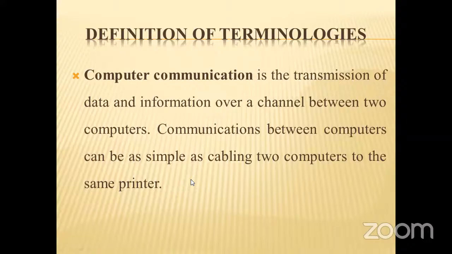A channel is where you're transmitting your data. It's the media you're using to transmit your data and information, and you're transmitting this data from one computer to another. That's why we have between two computers. So you're transmitting data from computer A to computer B, but you're using a channel or a media to transmit this data. So make sure that in your definition, you do not miss out transmission, you do not miss out data and information, a channel, then computers. So that's the very first terminology we are looking at in this topic.